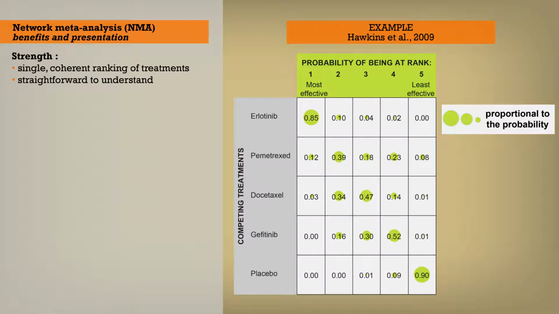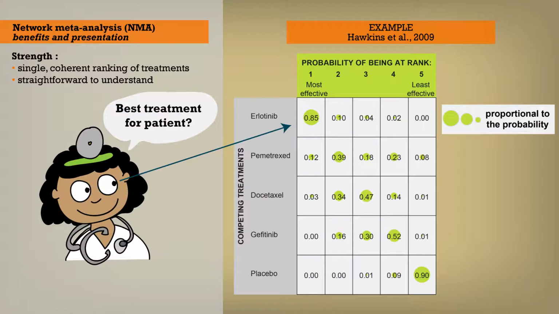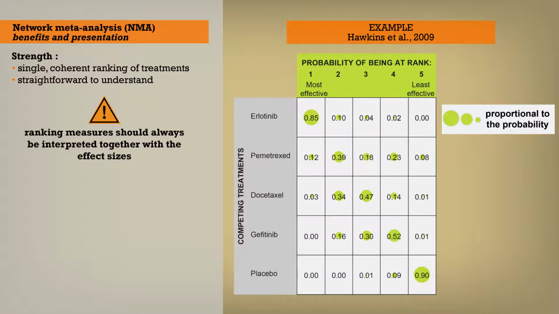Ranking measures and probabilities are straightforward to understand and a convenient way to present network results, because clinicians usually want to know the preferential order of treatments that could be prescribed to an average patient. However, ranking measures should always be interpreted together with the effect sizes, because a good rank does not necessarily imply a large or clinically important treatment effect.